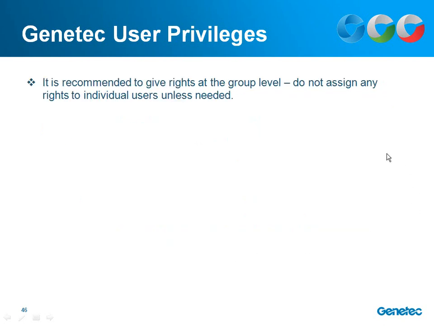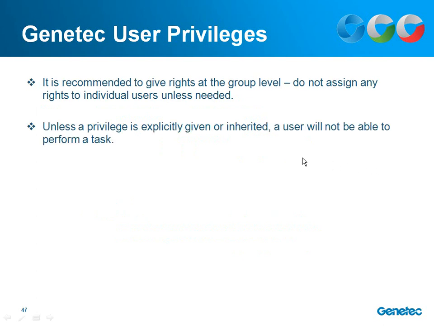Now, we recommend giving rights at the group level and then assigning users to groups instead of assigning privileges to individual users unless specifically needed. Unless a right is explicitly given or inherited from a group, a user will not be able to perform a task or have access to an application. This means that if you have a privilege that has been set to undefined, it will be treated as a denial unless the user is assigned to a group that has this privilege set to allow.